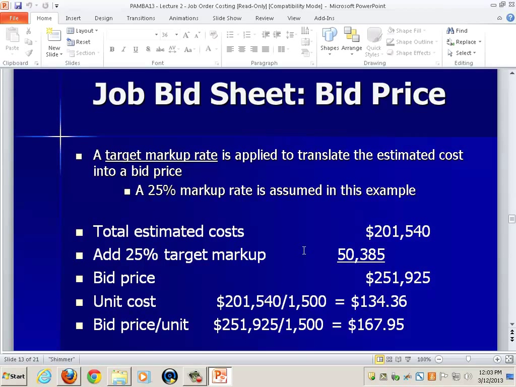Okay, then let us assume, just for the sake of the story, that this bid was accepted, and now we go into production to deliver.